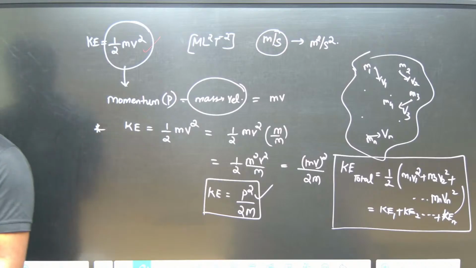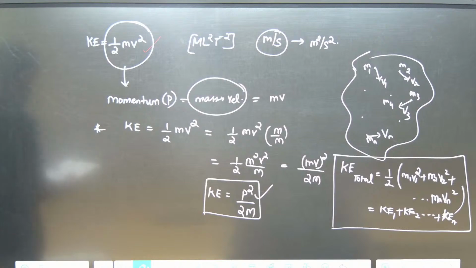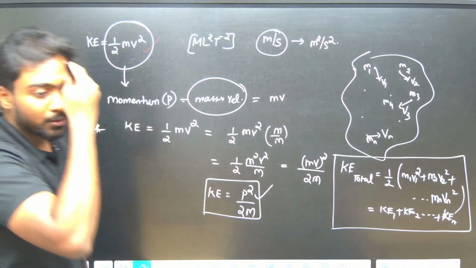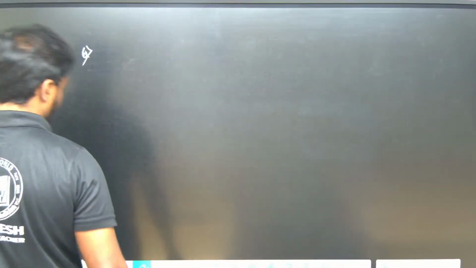Now the question we will do. The kinetic energy of a body is increased by 21%. Initially there was a kinetic energy of 1 by 2 mv square, and now it has been increased by 21%. What is the percentage increase in the magnitude of linear momentum of the body? They are asking the percentage increase in the momentum, and I need to check how much percentage it has increased.